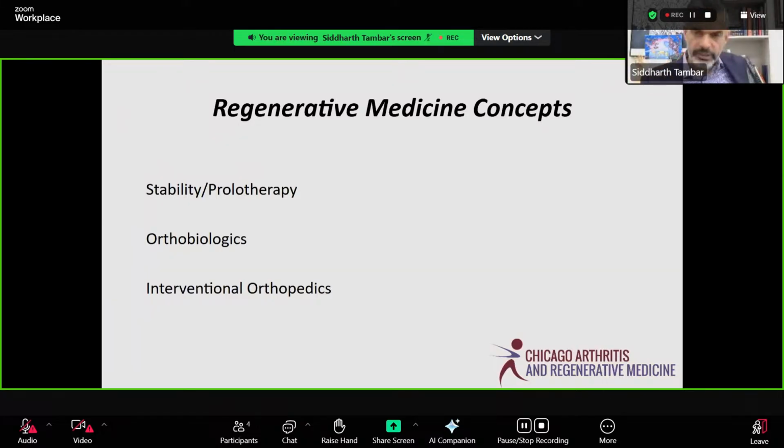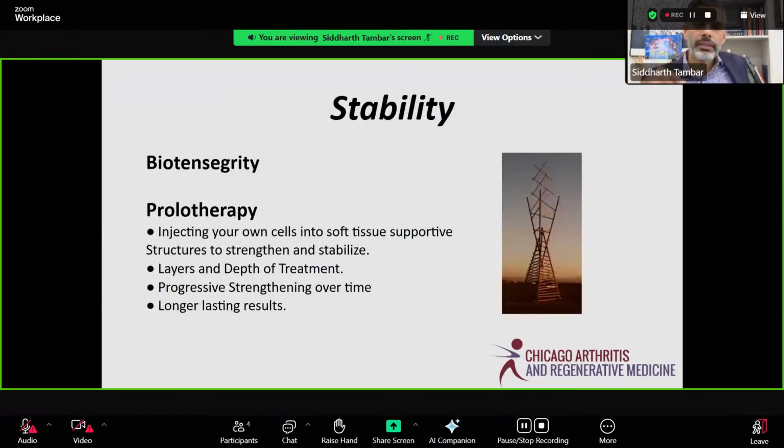So we're going to talk about some key regen med concepts that are really relevant when it comes to how we treat people. Stability is really the key one here, especially with osteoarthritis and tendonitis. There is this concept in architecture called tensegrity. It means that if you take individual units that are weak on their own, if you put them in close approximation and then compress them, you have an overall structure that is much stronger. And you see this in everything in architecture, whether it's buildings, bridges, really everything. So the same concept applies in the body, and that's called biotensegrity.